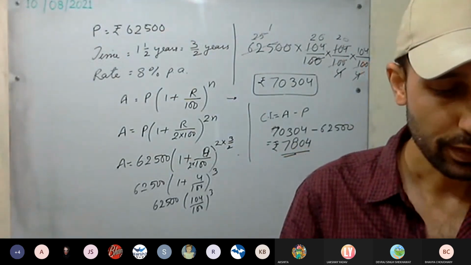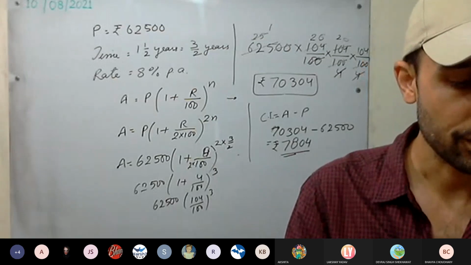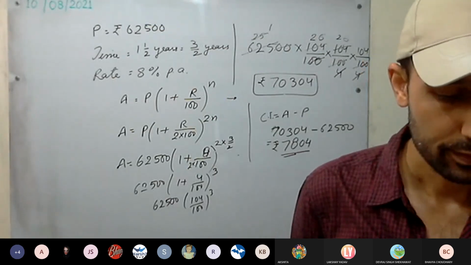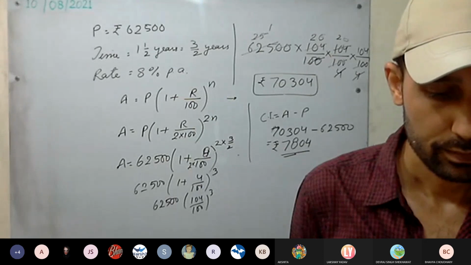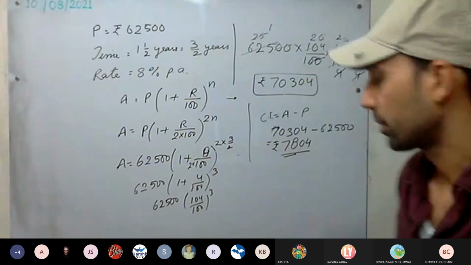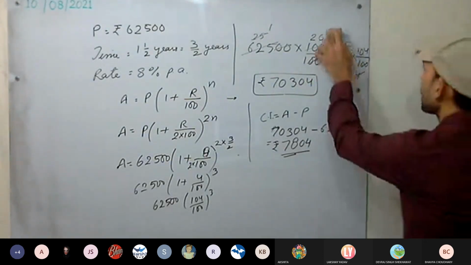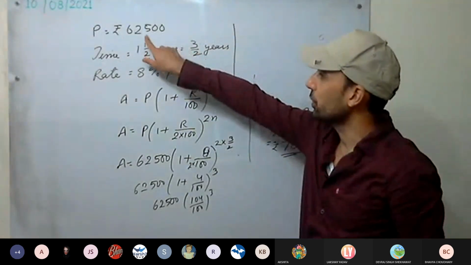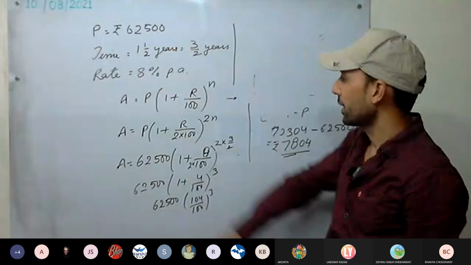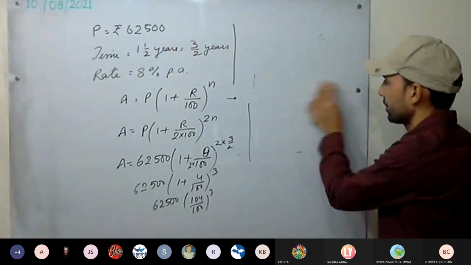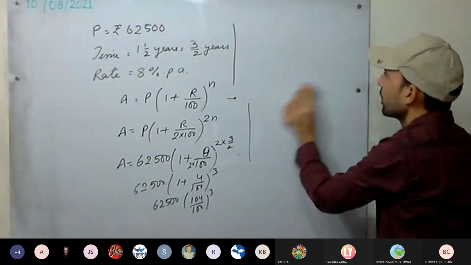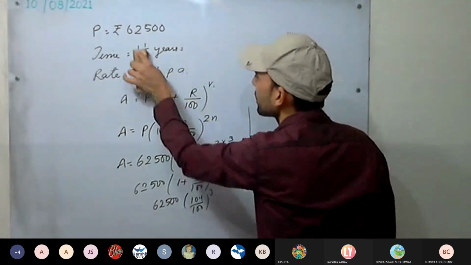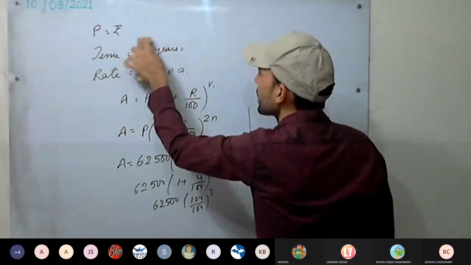Eighth one, try it yourself now. Everyone try the eighth one. Start with the eighth one. Same way you write: principal you write, time you write, rate you write, then use the formula. This time, how many years is given? 2 years, I think.